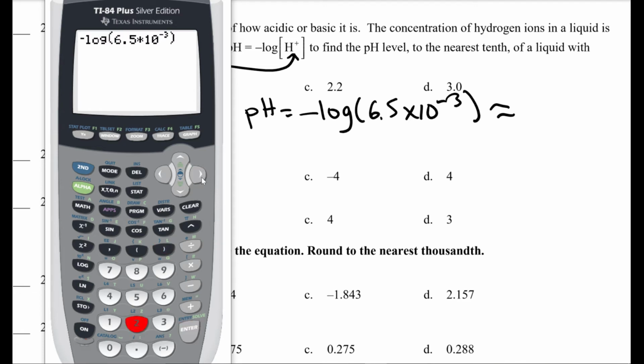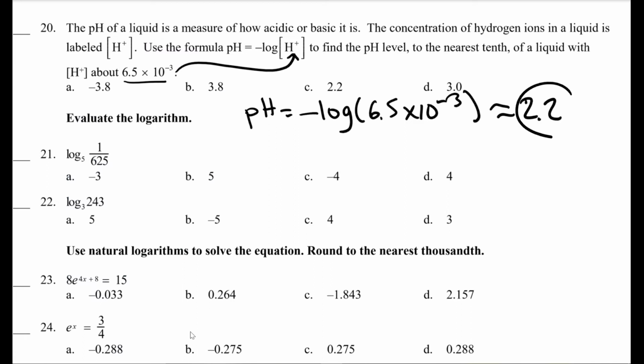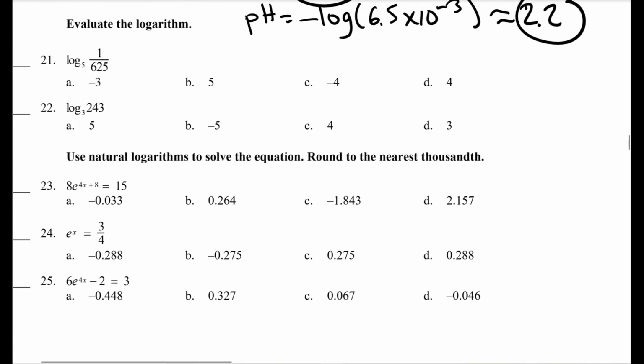Let's double check my work here. Oh, this should be a negative key. I think I used the wrong key there. Okay, there you go. They want you to round it to the nearest tenth, so that's going to be 2.2 for my pH. So that indicates that it's acidic in this case. Quite acidic, 2.2.